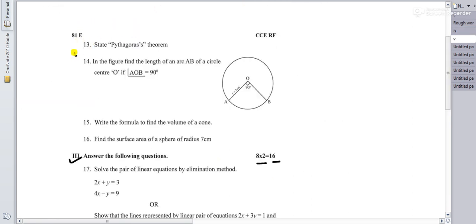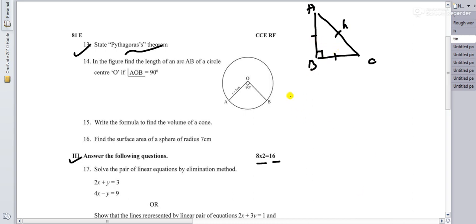Next is question number 13. State Pythagoras theorem. If you don't know, just remember. See, this is, for example, a right angle triangle ABC. This side is called the hypotenuse, and these are the other two sides of a right angle triangle.